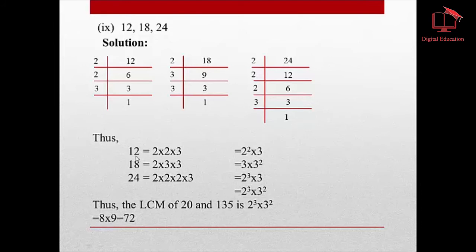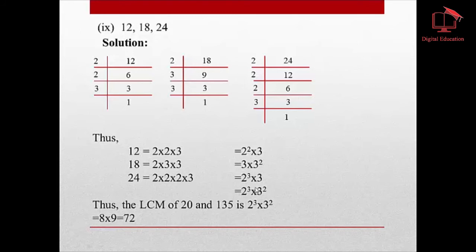Now students, we will write in the index notation form. This one, 12: the factors are 2 multiplied by 2 and 3. We will write in this form. Now we have 18: 2 multiplied by 3 and multiplied by 3. Now students, by mistake here we have 2. Now 24: 2 multiplied by 2 multiplied by 2 and 3. 2 power 3 and we have 3.